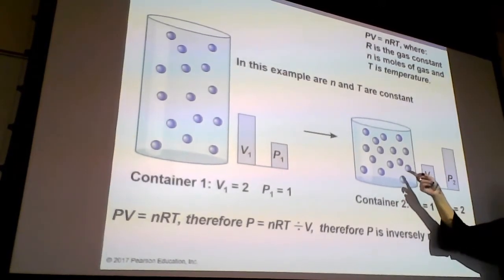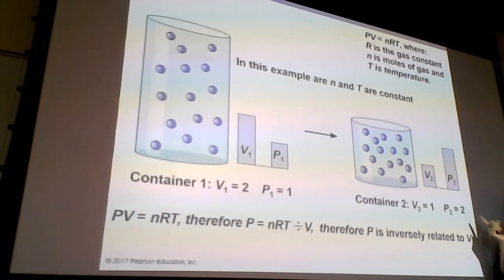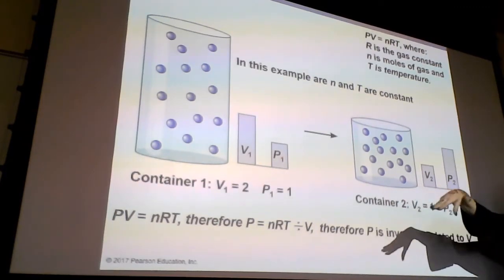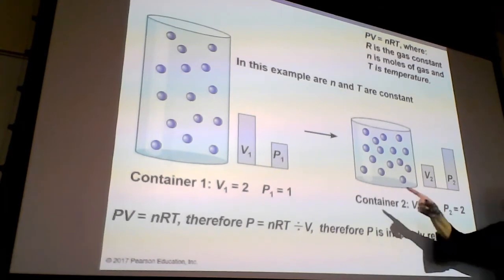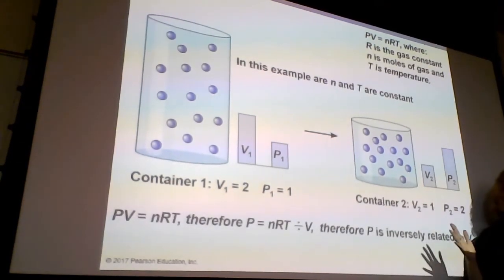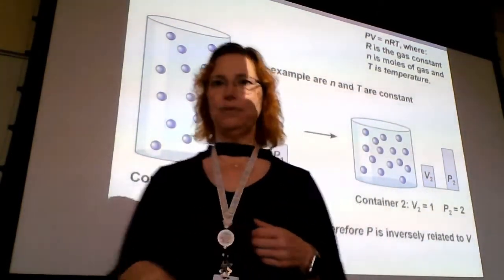I halved the volume, so I doubled the pressure, okay? Because they're inversely related. If I tripled the volume, the pressure would drop to a third, okay? So this is what's happening inside the intrapleural space, because it's a closed system. In the alveoli, it's not this simple, because we do have a volume change, which causes a pressure change. But because it's an open system, that also causes a change in the number of moles.